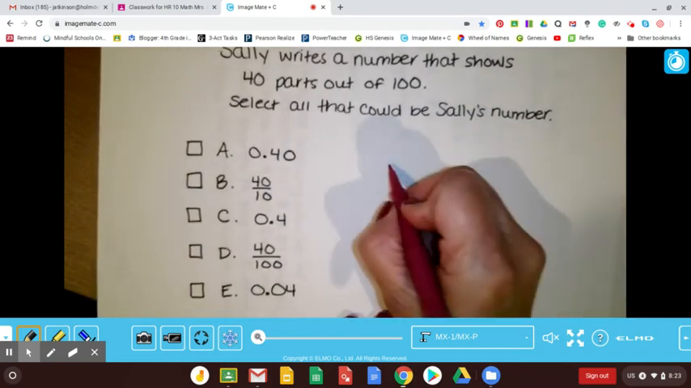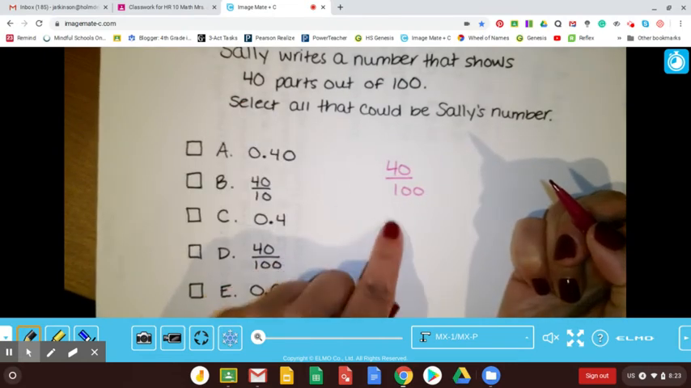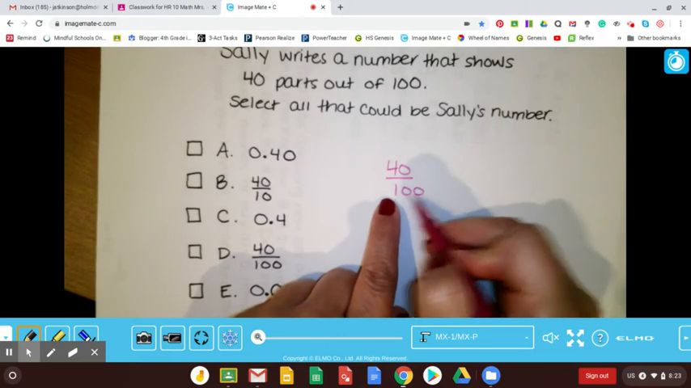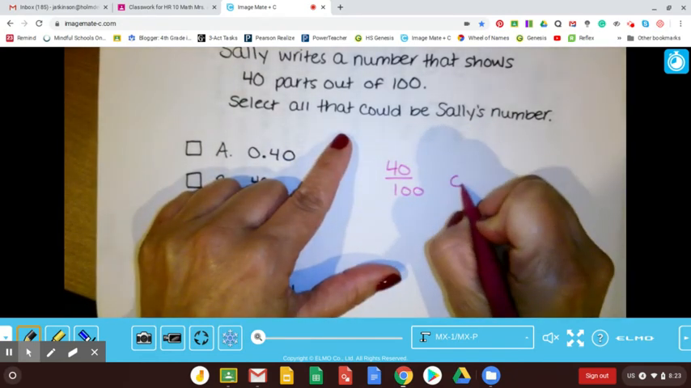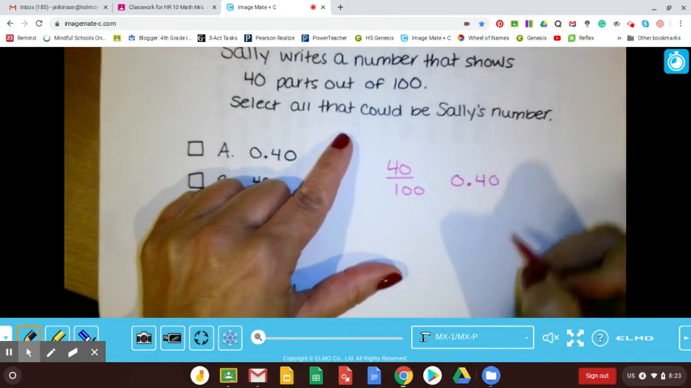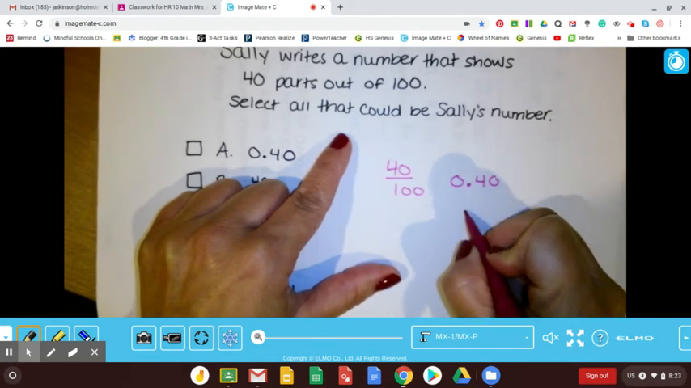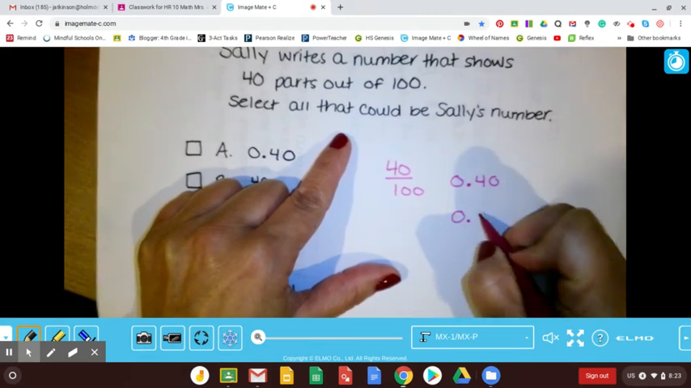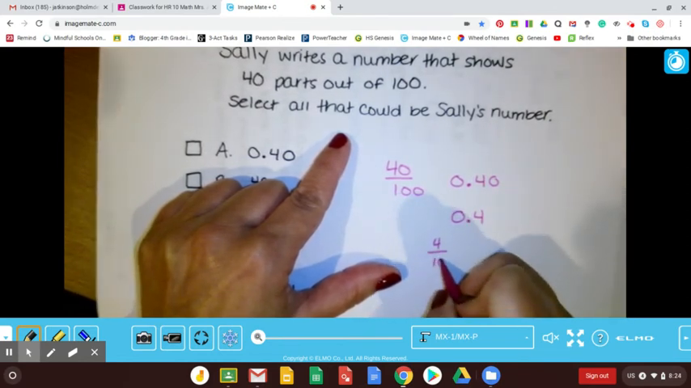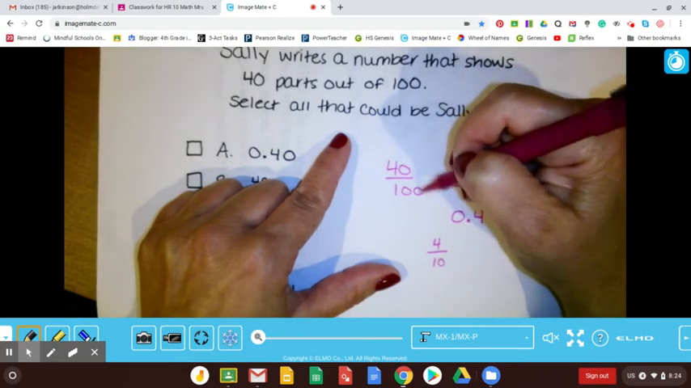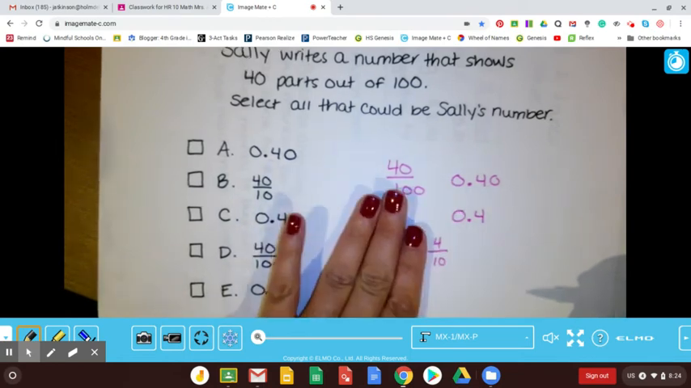All right, so 40 out of 100. I'm not even going to look at the choices. I'm just going to think about that. I could write it as a fraction like that. I also know, let's see, 40 hundredths as a decimal would look like that. I also know that 40 hundredths is the same as 4 tenths, right? So I could also maybe have something like that, right? If I cross off these 2 zeros, I'm left with 4 tenths. So I feel like any of these are going to be possibilities.